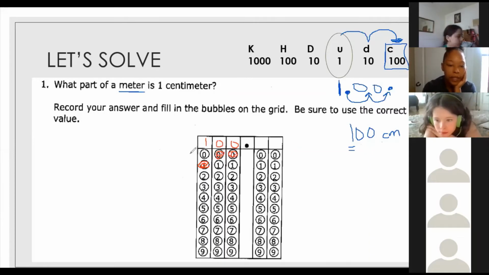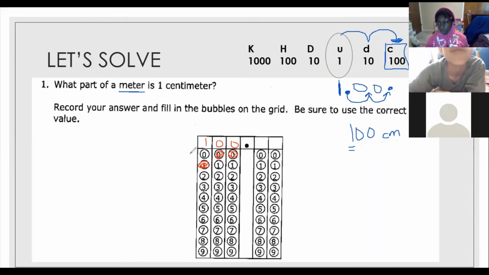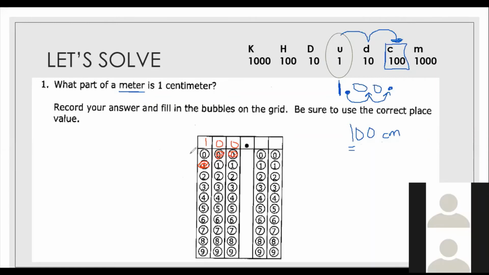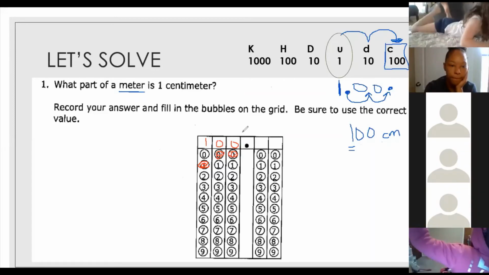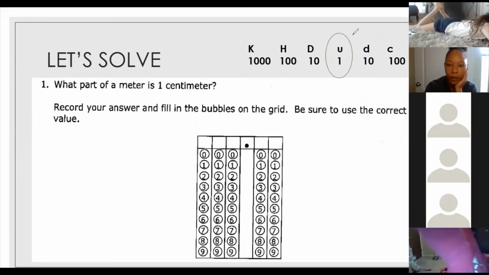I will allow about 10 more seconds for you to copy down if you haven't got it all done yet. All right, guys, I'm going to clear and move on.